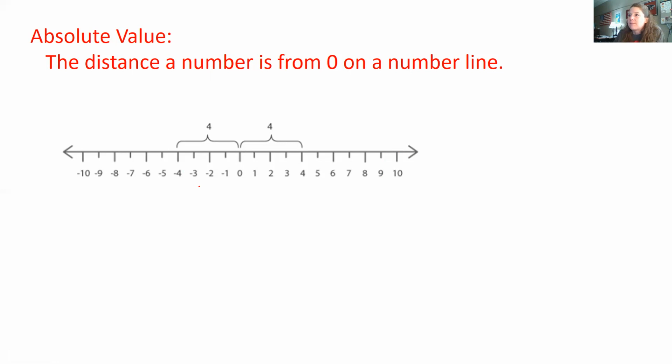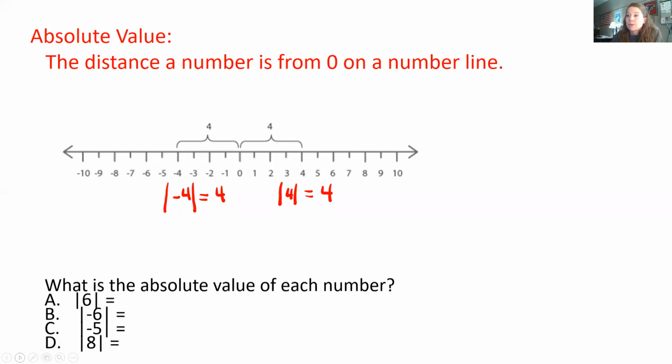So this is showing us here that an absolute value is shown with these long straight lines. The absolute value of -4 is 4 spaces from 0. And how far is 4 from 0? Well, the absolute value of +4 is also +4 because both of these numbers are 4 spaces from 0. So that's what I mean by it's always a positive number.